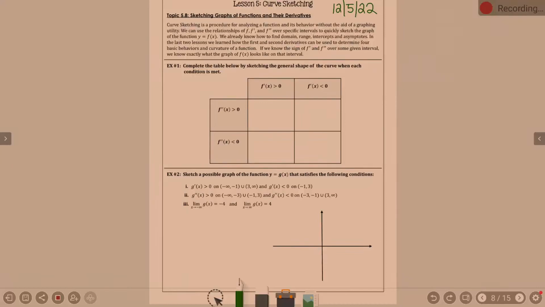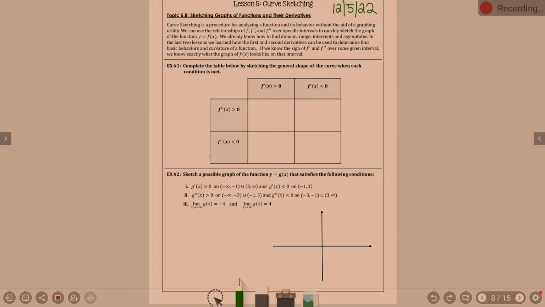Okay, so we are curve sketching here. Yay. This is taking what we know about first derivative, what we know about second derivative, and putting it all together. How does it all relate to the original graph? I'm not going to read the paragraph. You guys can read it.